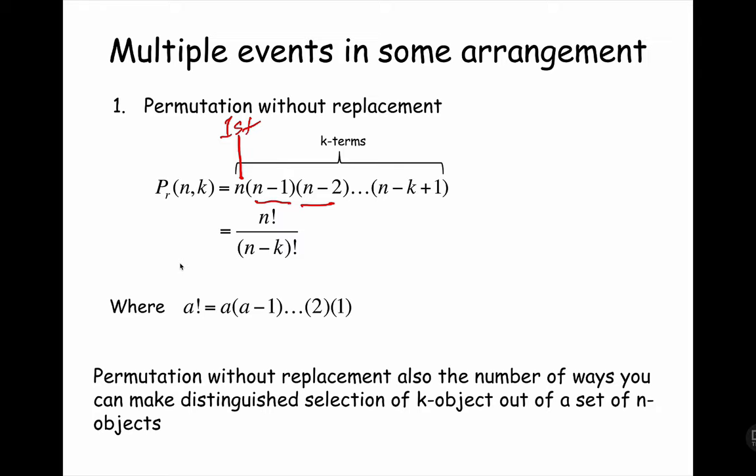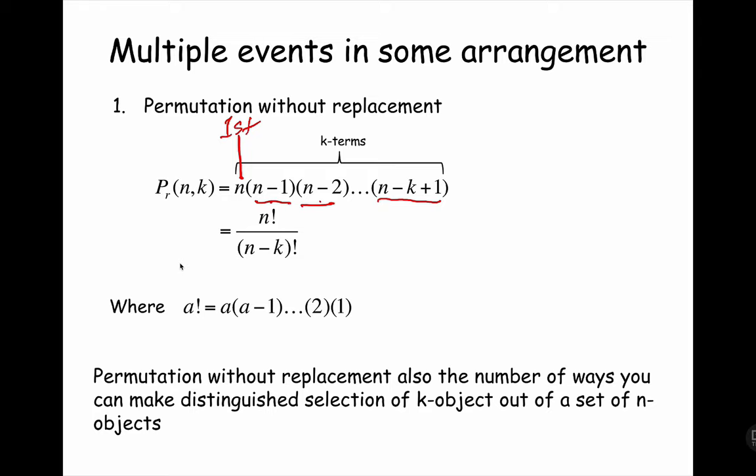So now you have n minus one, n minus two, and on that kth one, you have n minus k plus one left. If you don't believe this is true, try it out. I promise you it's correct. Okay. Now, another way mathematically of expressing this is n factorial over n minus k quantity factorial.